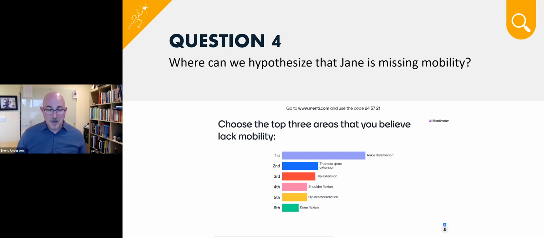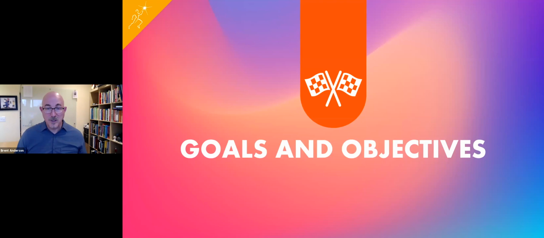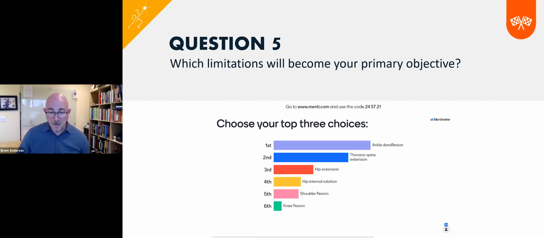All right, so let's go to the next level here. So now we want to create some goals and objectives, okay? And I am not sure what Menti is going to give us next, but let's see. So here, choose your top 3 choices. Looks like you guys have already done it, 73 of you.